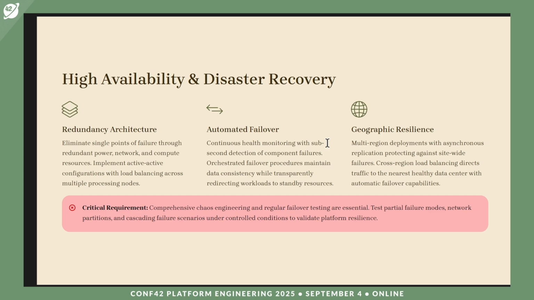What is a redundancy architecture? Eliminate single points of failure through redundant power and network, automated failover, and continuous health monitoring with sub millisecond detection of component failures. Geographic resilience, comprehensive chaos engineering and regular failover testing are essential. Test partial failure modes, network partitions, and cascading failure scenarios under controlled conditions to validate resilience.